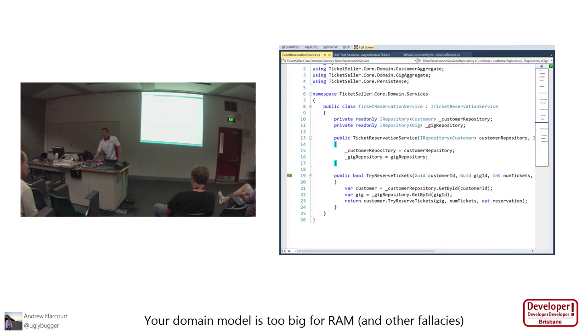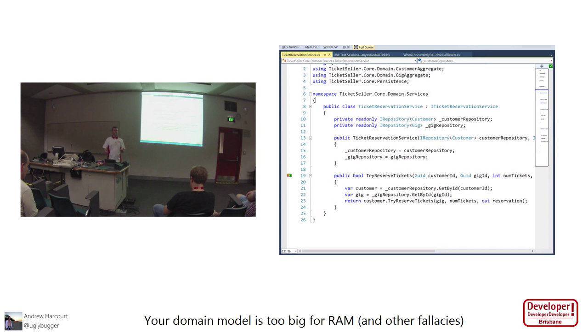So my ticket reservation service has some constructed dependencies on a customer repository and a gig repository. It fetches a customer from its repository, and it fetches a gig from the gig repository, and then it calls customer.tryReserveTickets, because the customer may want to have a bit of an opinion about whether or not it can actually do this. From a DDD perspective, our customer is the actor that's doing the thing. A customer is going to say, try to reserve a ticket. That's what they will do. We should probably have a method on our customer class that says, try to reserve a ticket.